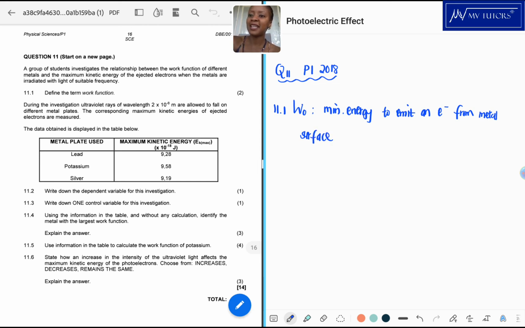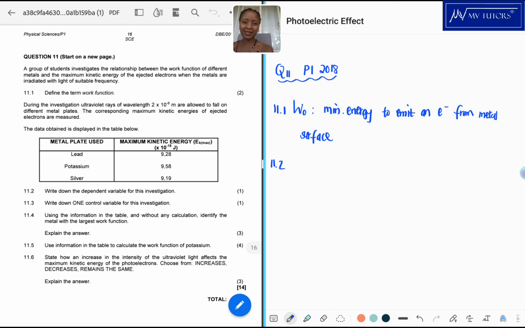Okay, and then what do they tell us? During the investigation, ultraviolet rays of wavelength 2 times 10 to the power minus 8 meters are allowed to fall on different metal plates. The corresponding maximum kinetic energies of ejected electrons are measured. So they give us the maximum kinetic energies of silver, potassium, and lead. All right, and now 11.2 says, write down the dependent variable for this investigation.